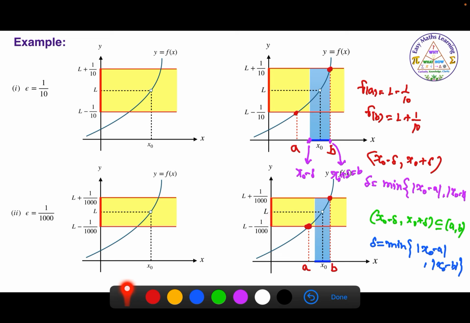So to keep function values inside this narrow band, we have to keep x closer to x naught, means delta also becomes smaller. This shows how epsilon and delta depend on each other. Smaller epsilon means smaller delta.